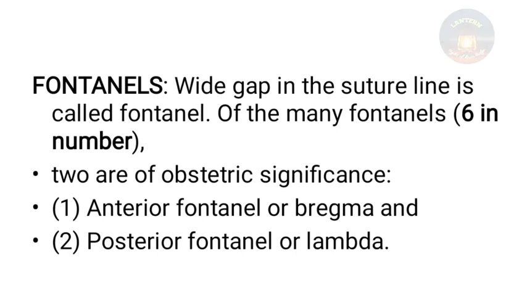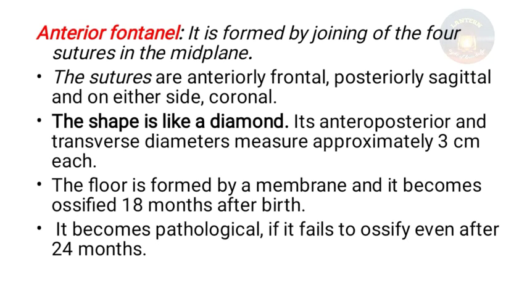Out of these, 2 are of obstetric significance. So we are having significance for the first 2 fontanelles, that is the anterior fontanelle or bregma and the posterior fontanelle or lambda. So we will discuss the anterior fontanelle. It is formed by joining of 4 sutures in the midplane. The sutures are anteriorly frontal, posteriorly sagittal and on either side coronal. The shape is like a diamond. The anteroposterior and transverse diameters measure approximately 3 cm each.